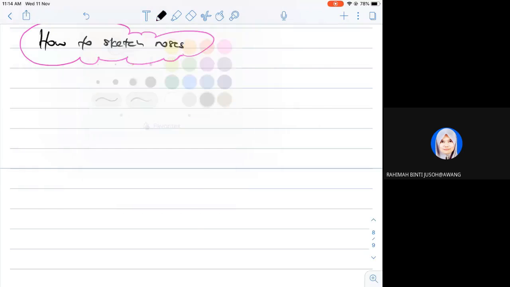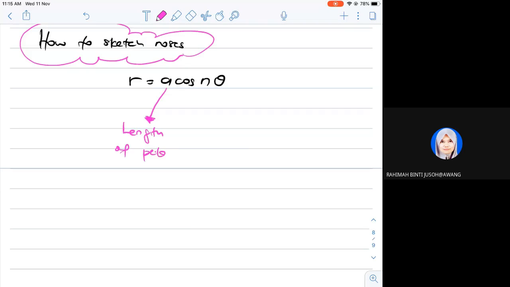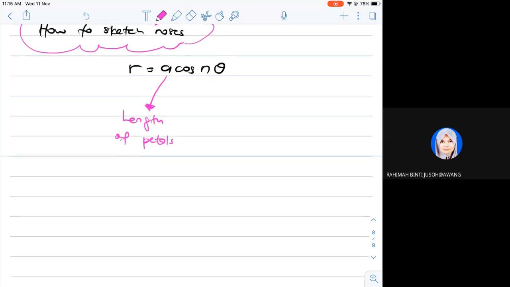Okay, like this. R equals to, let's say, A cos n theta. A is the length of petal. Panjang kelopak. Eja pun salah. Length of petal. And then the n here, A is length of petal, n is number of petals.